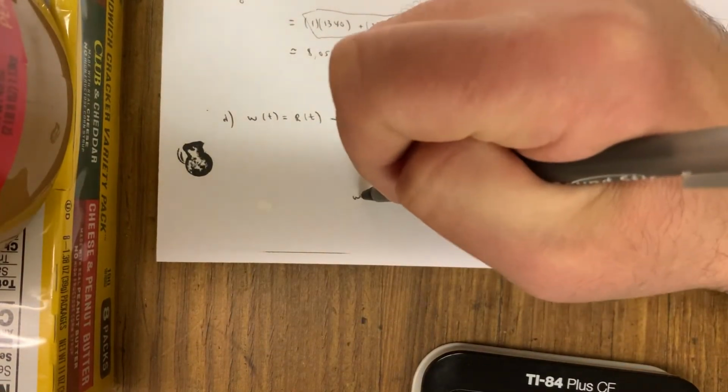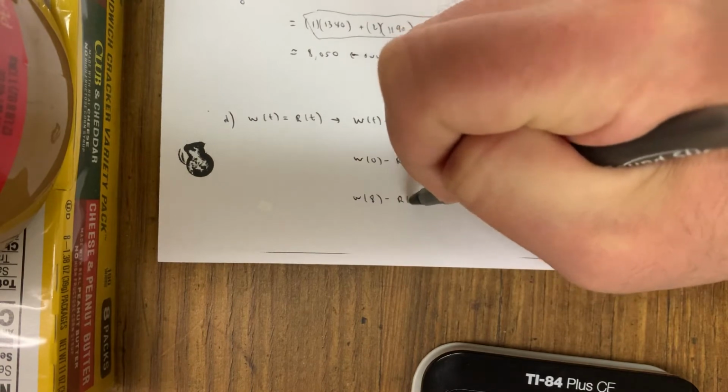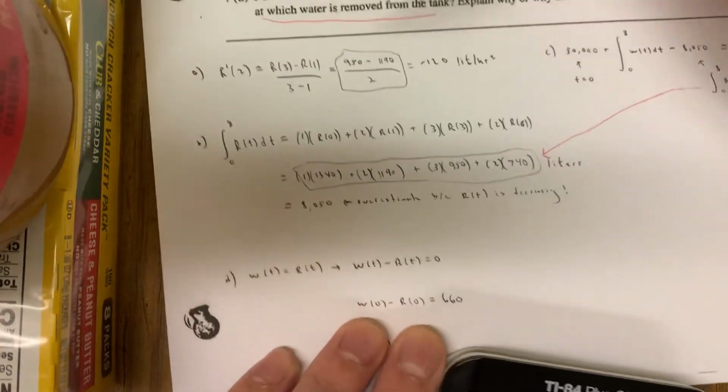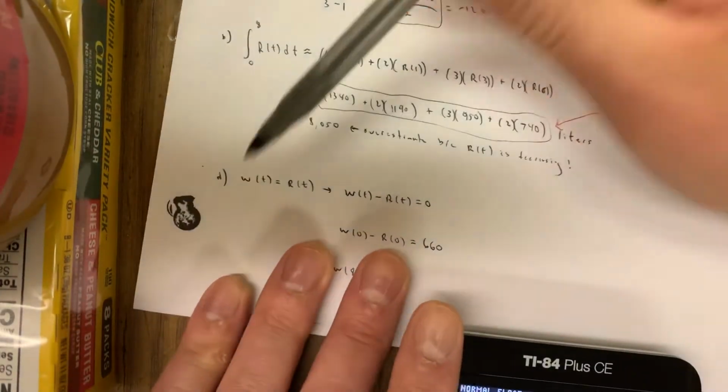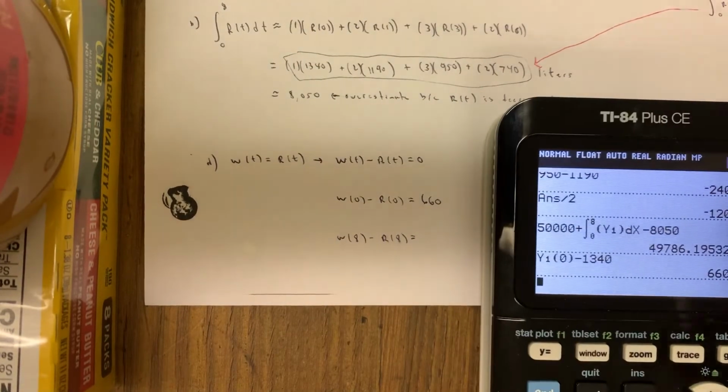Then you can actually go up to 8 and do W of 8 minus R of 8. Why are we using 0 and 8? Because that's the interval. We want to know from 0 to 8, is there a time when the entrance rate equals the exit rate? And now we could just do this over here. So that's W of 8 right there, minus R of 8, which is just 700.